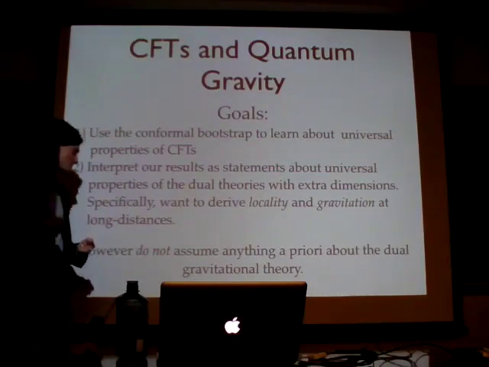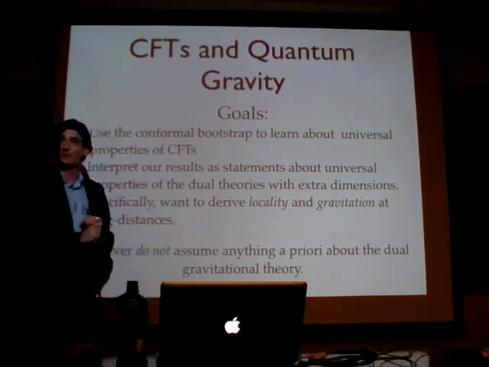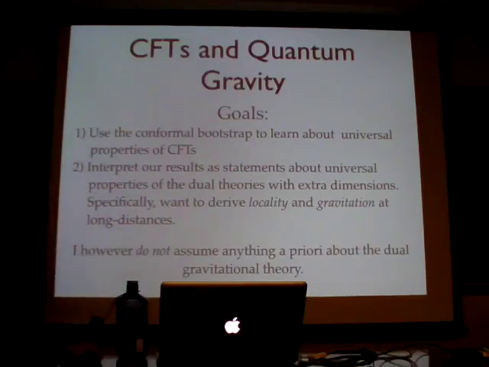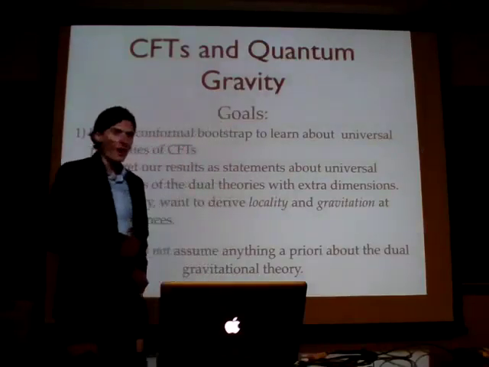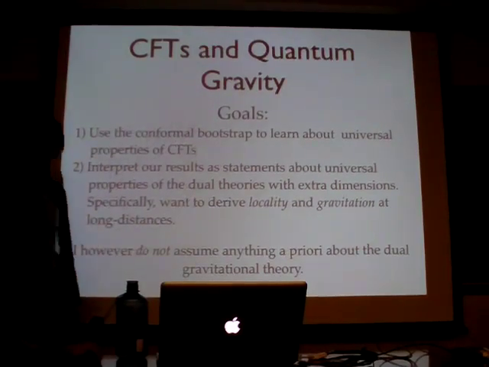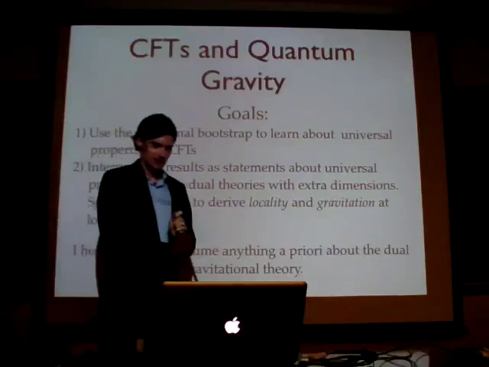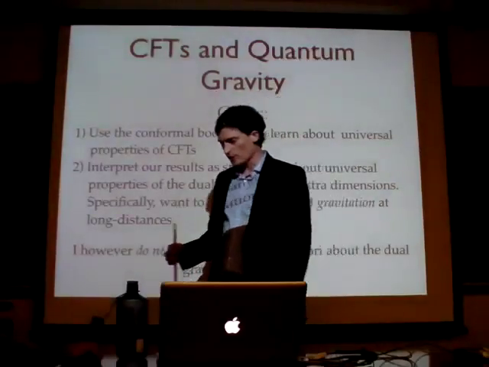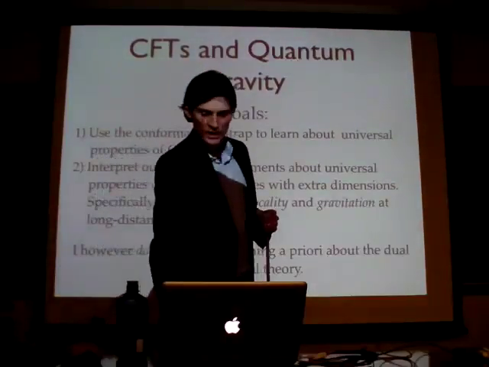However, I want to emphasize I'm not going to assume anything a priori about the dual gravitational theory. At some level, I'm not going to even assume it exists. I will certainly not assume it has a Lagrangian. I will not assume that it's general relativity. If quantum gravity isn't your thing, you can watch this whole talk as just a talk about conformal field theories, and everything will still go through. But I think that would be a mistake. I think a lot of things that we learn become more intuitive when we think about them in terms of AdS. But you don't have to.